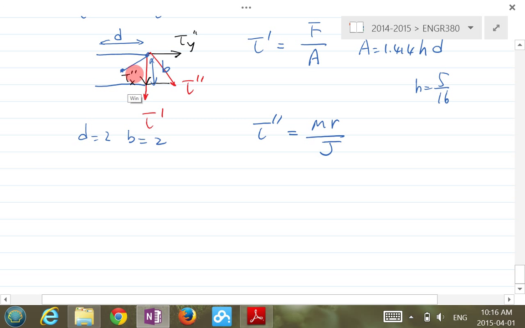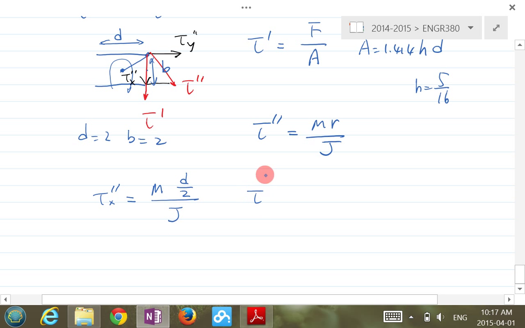But if I look at it this way, what is tau x double prime? Tau x double prime goes down here. You have a moment applied here. So that should be M times which distance? From here to here. Does it make sense? So it's M times half of the D, in this case, since this is the center of the weld group, and then divided by J.